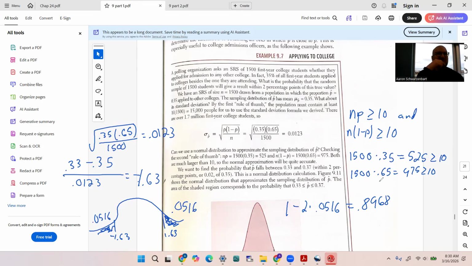Nearly 90% of the time, this poll will give us results within 2 percentage points. Not quite, but nearly. Probably close enough for round off. Maybe I should make it 1550 or something, and then I'd actually get there. Okay, that's pretty good, right?